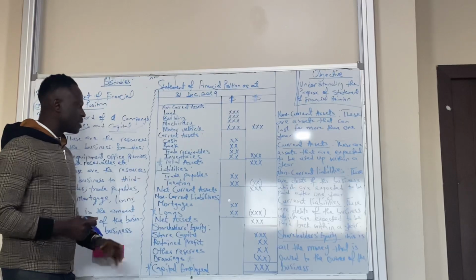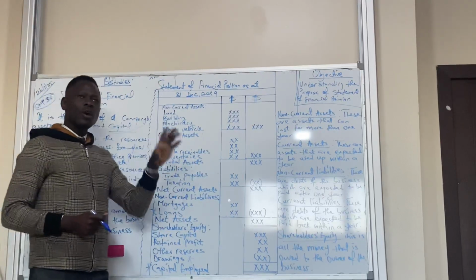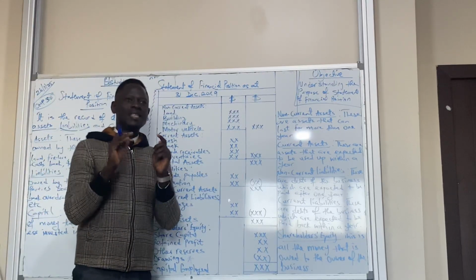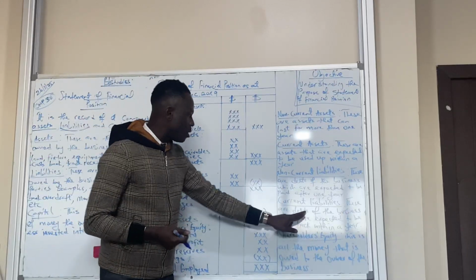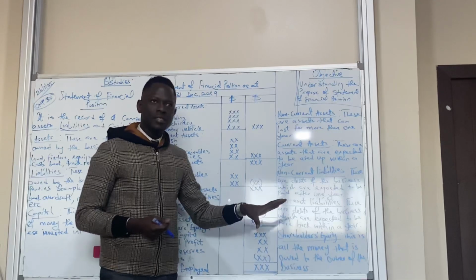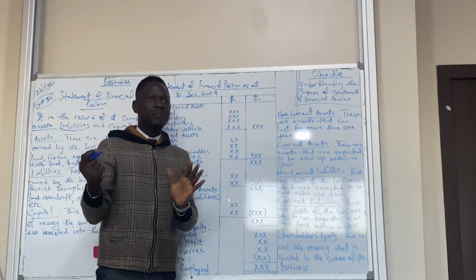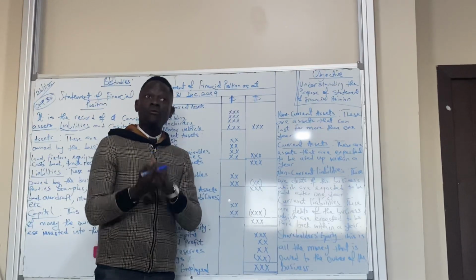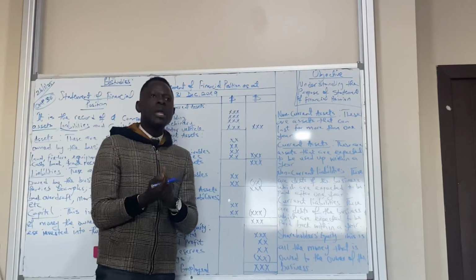Then go to liabilities. So for liabilities, we have current liabilities, which are debts that are expected to be paid up within a year. So with current liabilities, we have to pay them back within a year, like an overdraft, like trade payables.